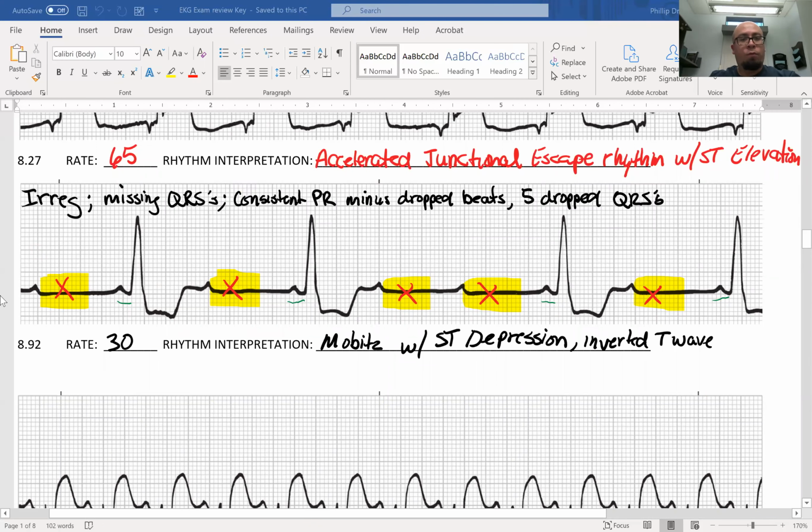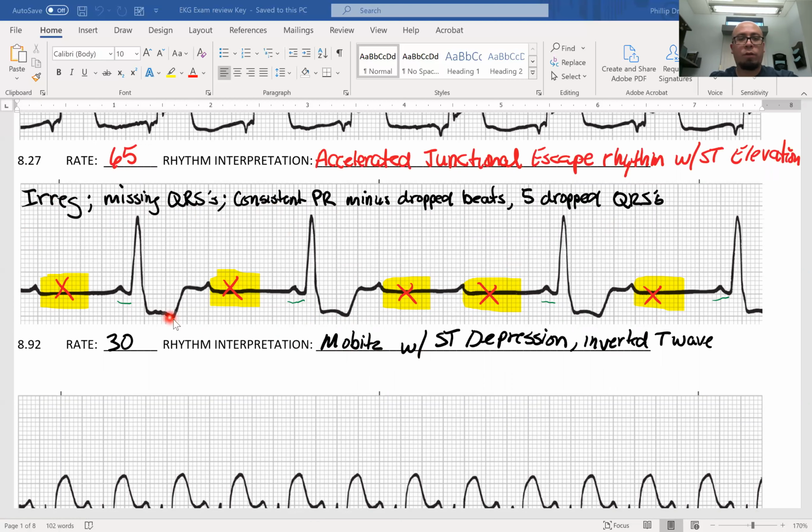8.92, we have an irregular rhythm. We're missing 5 QRSs. We have 5 drop beats. We have a consistent PR interval minus your drop beats, obviously, because you can't calculate a PR interval if you have a drop beat. And this is consistent with a second-degree Mobitz AV block. And we also have ST segment depression and inverted T waves.